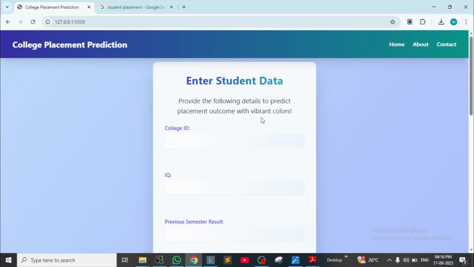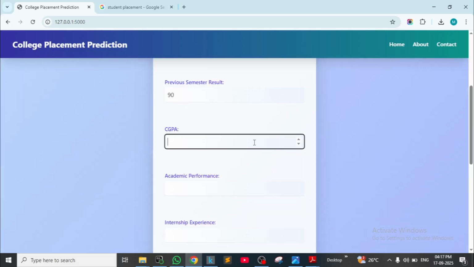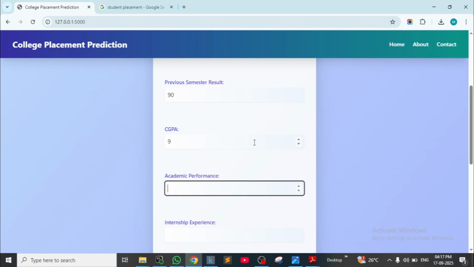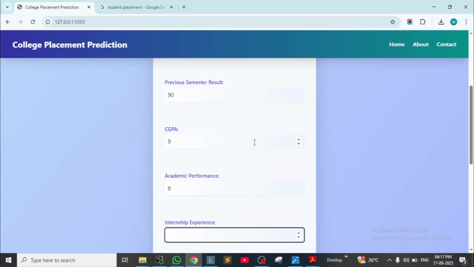Now we will provide some data so that you can see the result as output. College ID, let's give something like 45. Next, student IQ, first we will give 89. Next, previous semester result as 90%. Next, CGPA as 9.9. Next, academic performance as 8. Next, internship experience nearly 6 months.